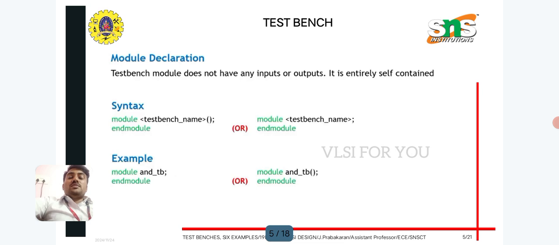First step is module declaration. A test bench module does not have any inputs or outputs. It is entirely self-contained. Here you can see the syntax of the module declaration, that is module, test bench name, and endmodule. That is the syntax of module declaration, and below that we can see one example of module declaration.